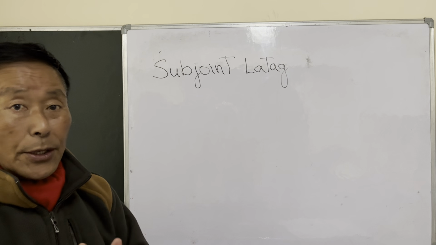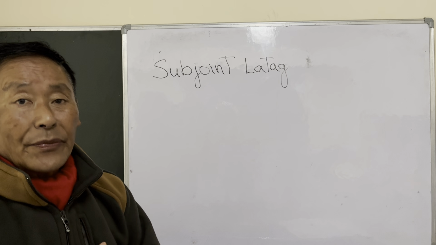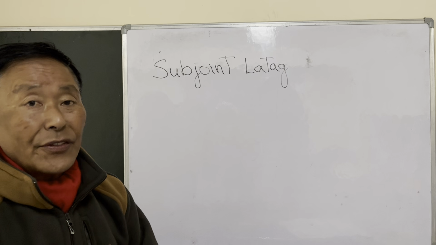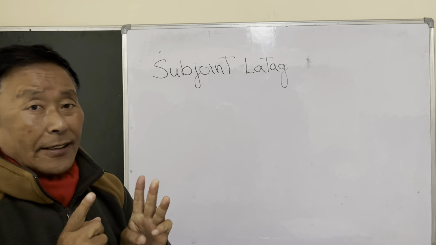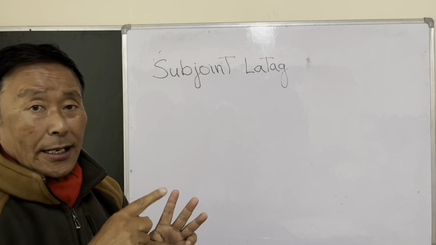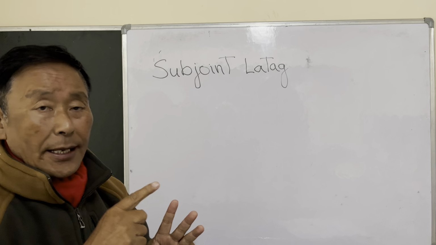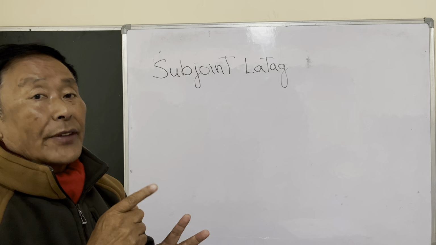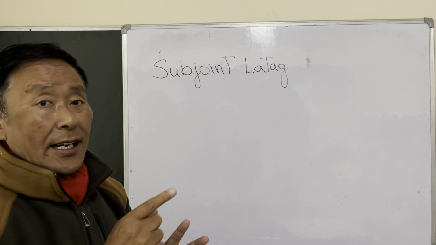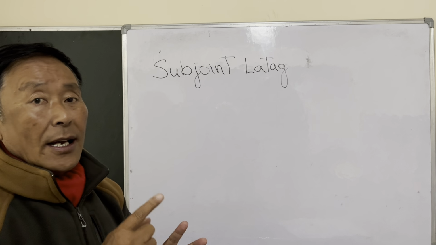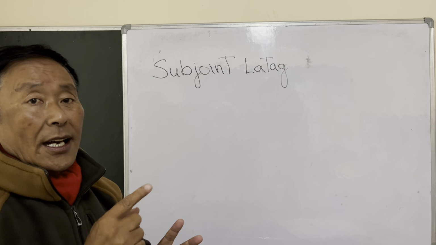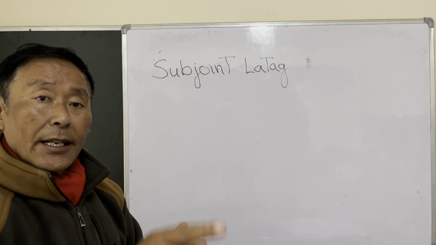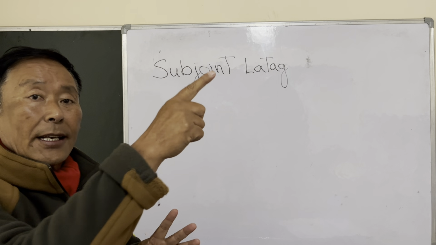So today we do the last subjoint. There are three subjoints. The first one, yatak. If you add subjoint yatak to ka, then it should be read as ka, yatak, kya. Ka, yatak, kya. Ga, yatak, gya.